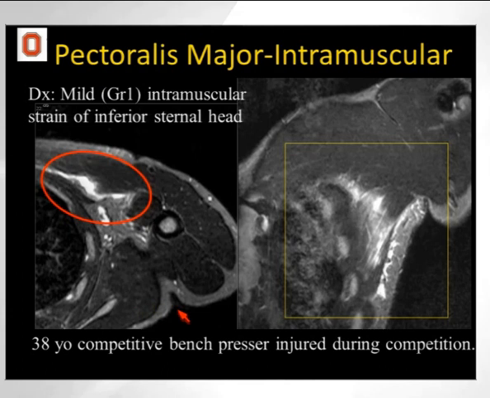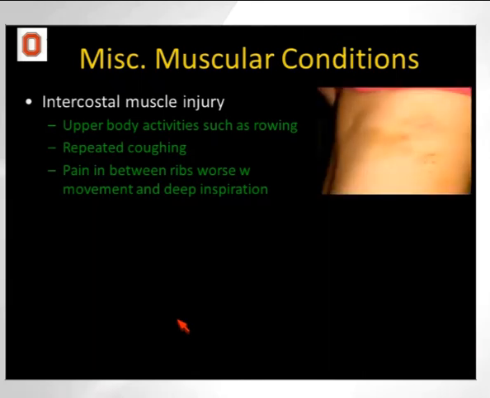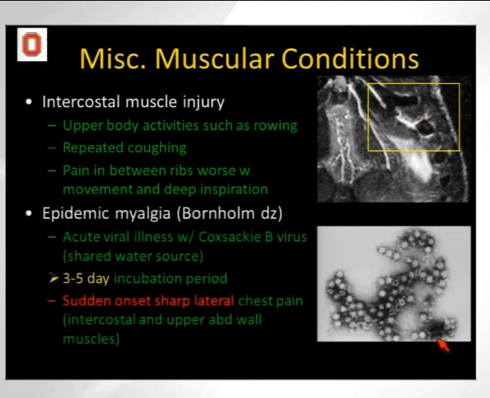So always look for the possibility that the muscles can be injured. One of the most challenging diagnoses is intercostal muscle injury. In these patients, you may have a bruising pattern that's fairly characteristic, but unless you're very lucky and you get the right projection with the MR, you may miss the myositis associated with the intercostal injury, as well as the periosteal edema changes. Now, there is an entity called epidemic myalgia.